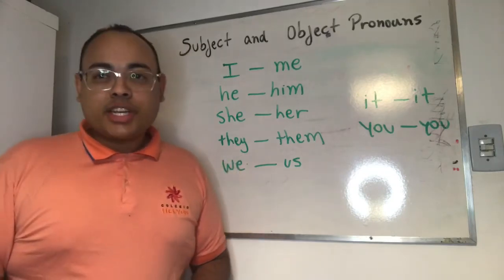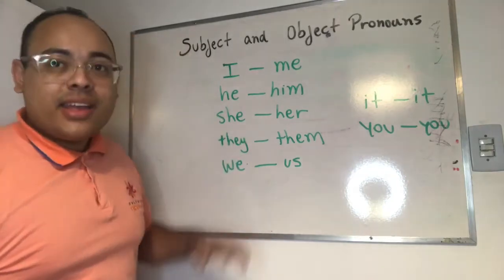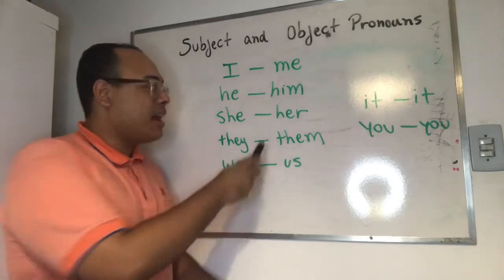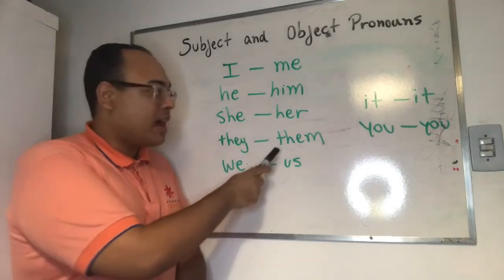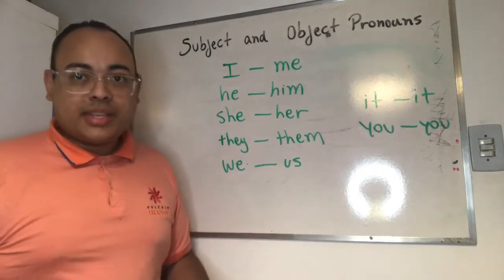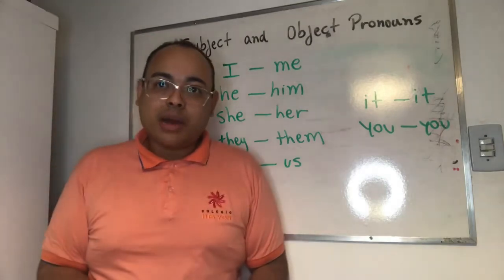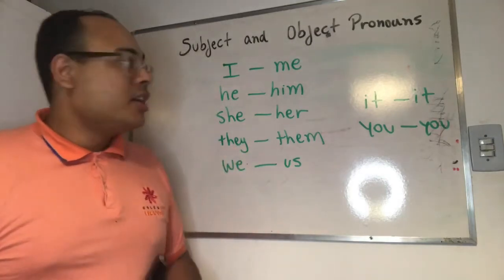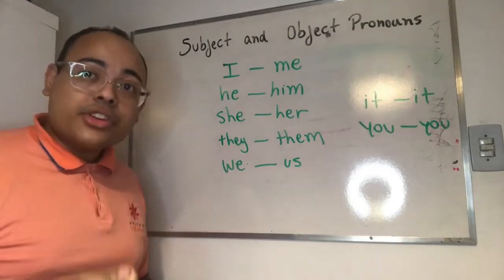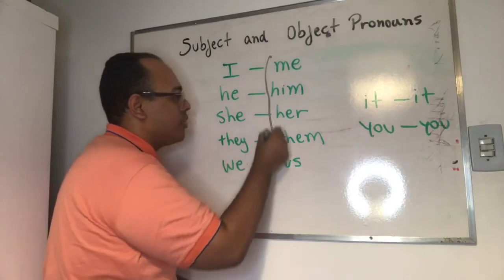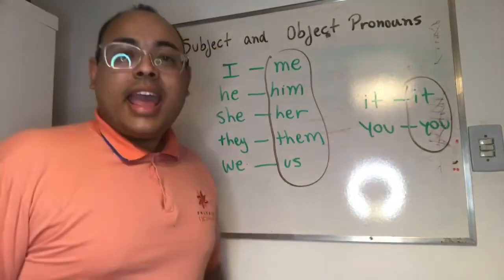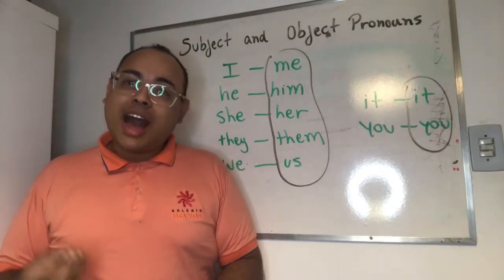These are the subject and object pronouns. I becomes me. He becomes him. She becomes her. They becomes them. We becomes us. And it, we use it or you. It doesn't matter if it comes before or after the verb. So remember, if you have the pronoun after the verb, we need to use the object pronoun this way, okay? Don't forget it. An object pronoun can also be used after prepositions.